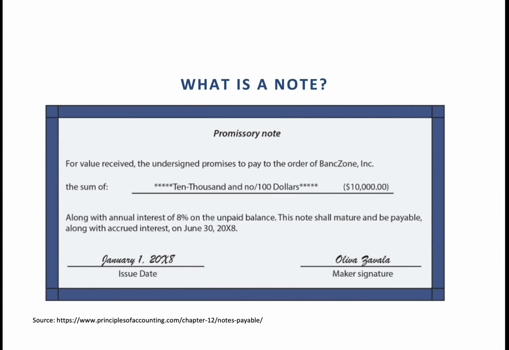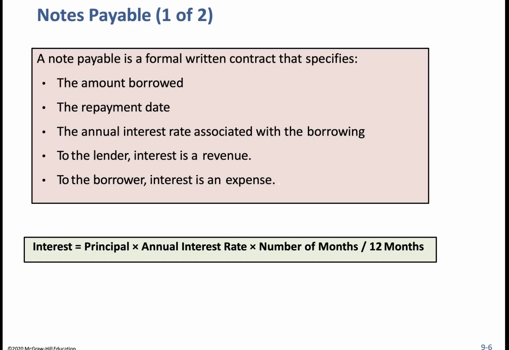On the note, it would typically specify who the lender is. In this example, it is Bank Zone. And the principal of the loan is $10,000. The interest rate is an annual interest rate of 8%. And also the maturity date is June 30th, 2008.